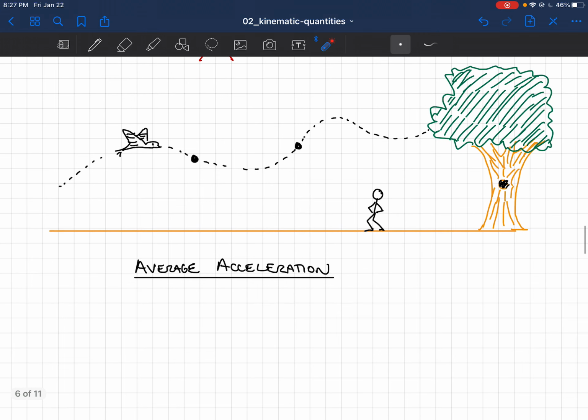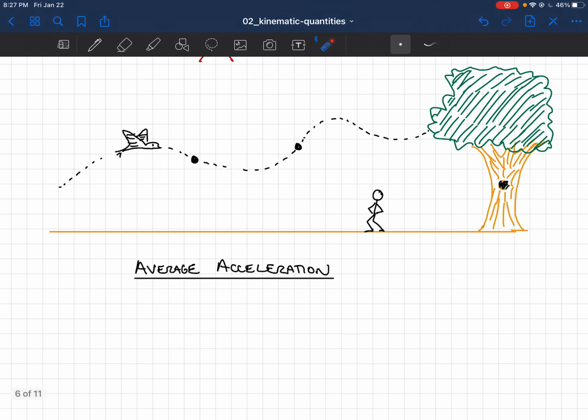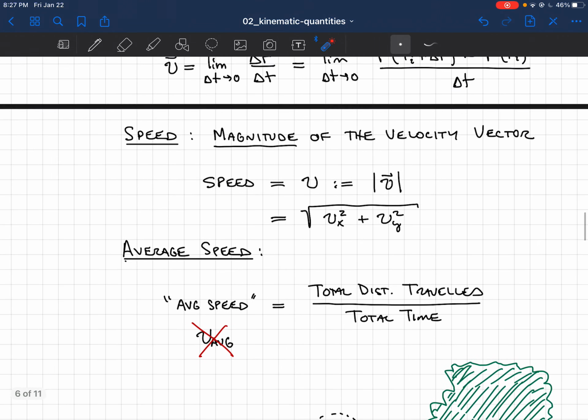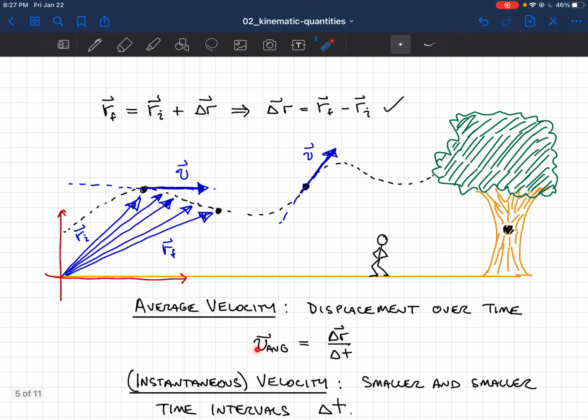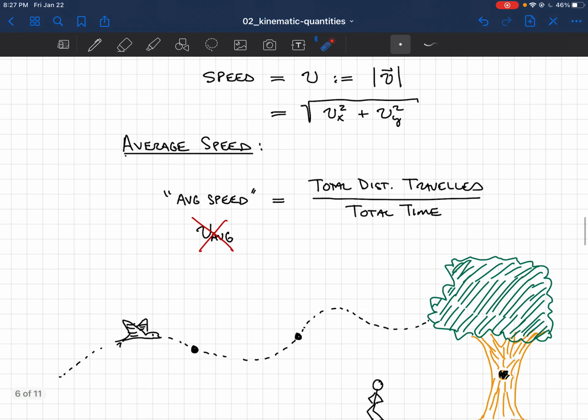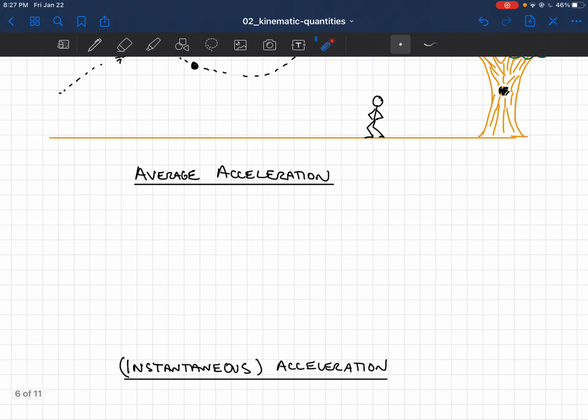Okay, finally we get to acceleration. So why did it take so long to get to acceleration when we said that that's the one thing we need to know in order to move on to Newton's laws? Well, it's because they build on each other, right? The position was used to determine the velocity, and now the velocity is used to determine the acceleration.